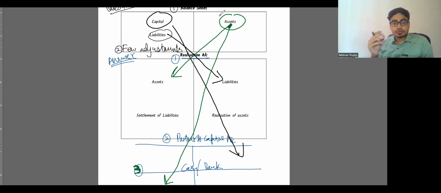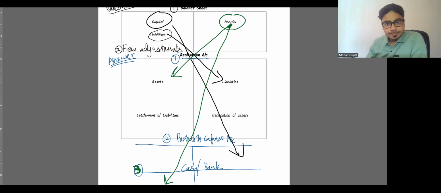And there are some accumulated losses like goodwill, deferred revenue expenditure, fictitious asset. So they will be on the asset side of the balance sheet, and we need to write them off. They need to be cancelled. We need to finish them.